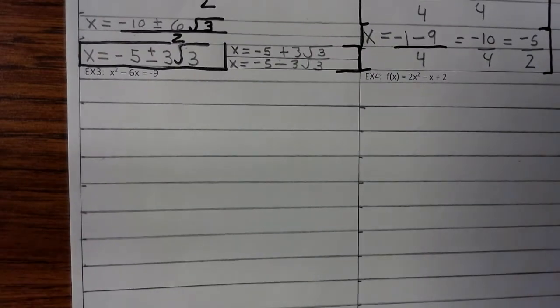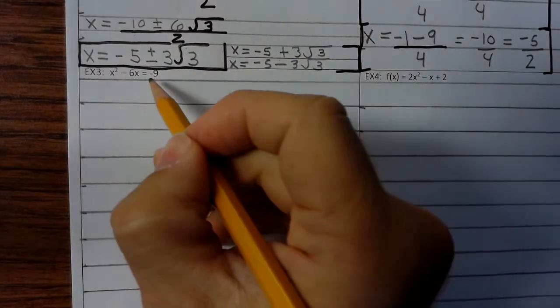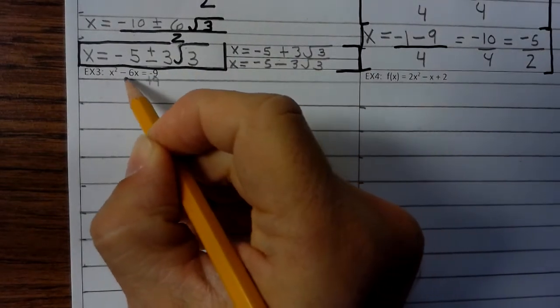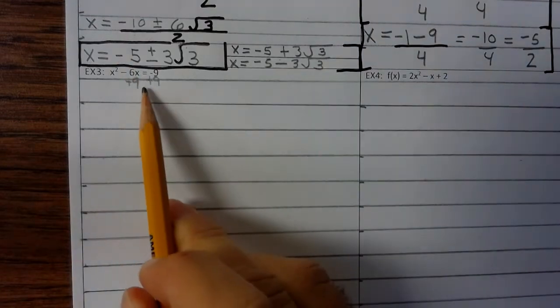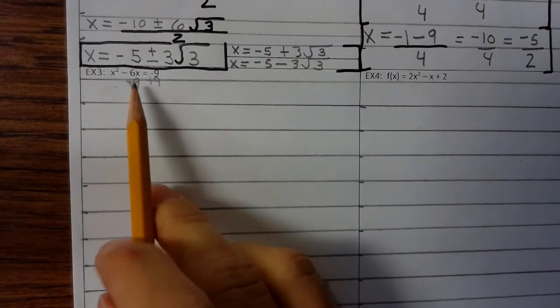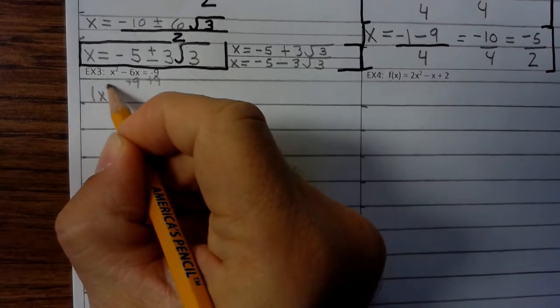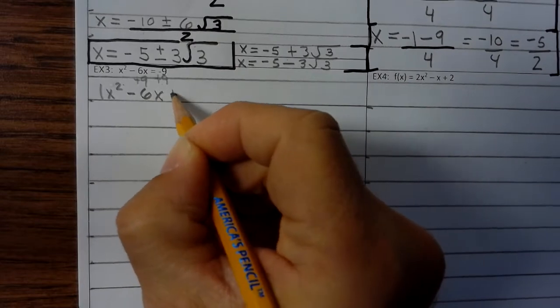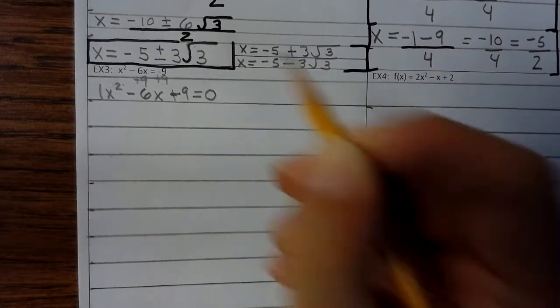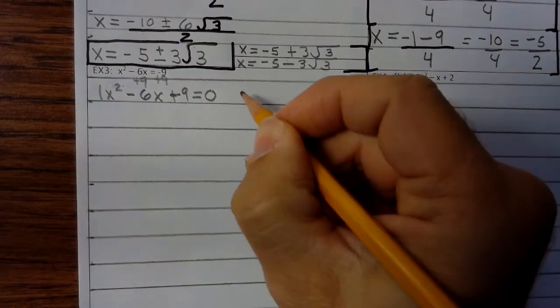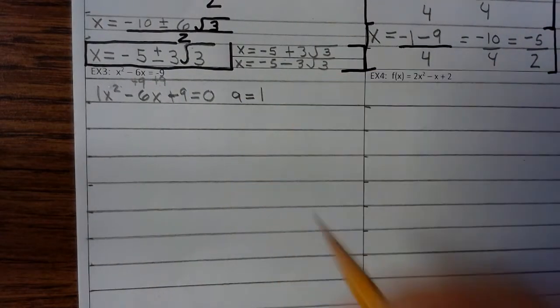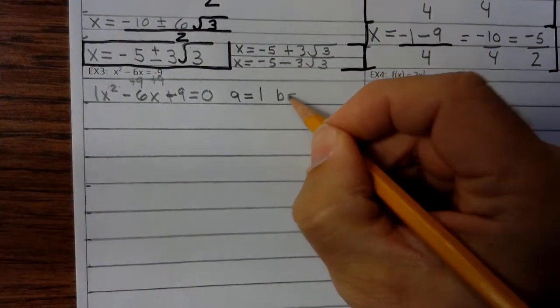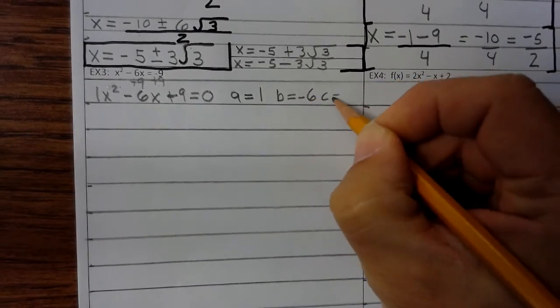All right, let's take a look at example 3. Now, before we do anything else in this example, we need to add 9 to both sides. Whenever you're solving with the quadratic formula, everything needs to be on the left side. Okay, when we do that, we have 1x squared minus 6x plus 9 equals 0. So a equals 1, b equals negative 6, and c equals 9.